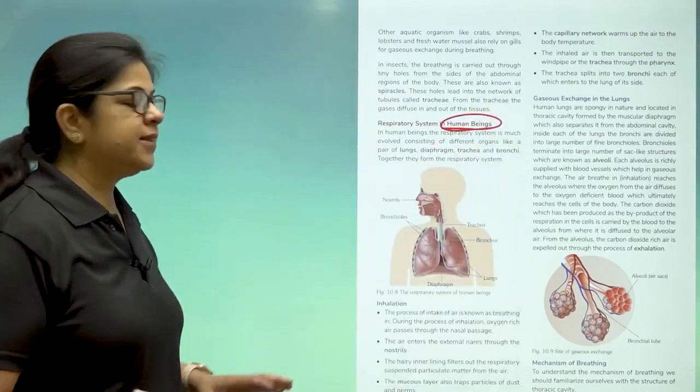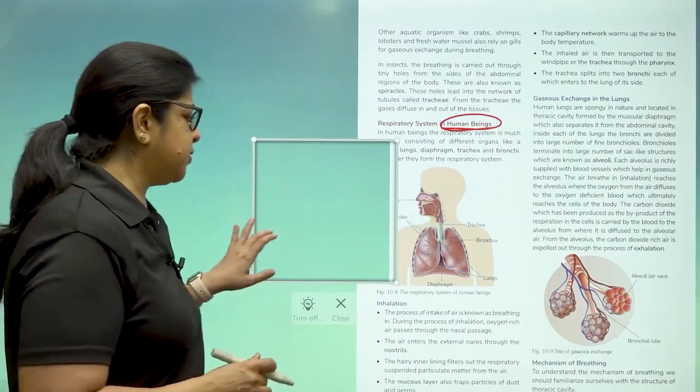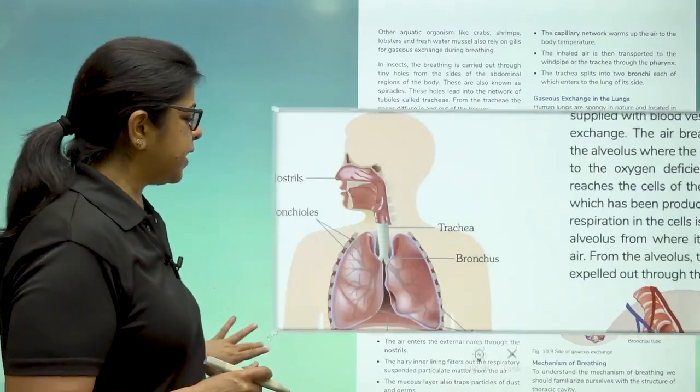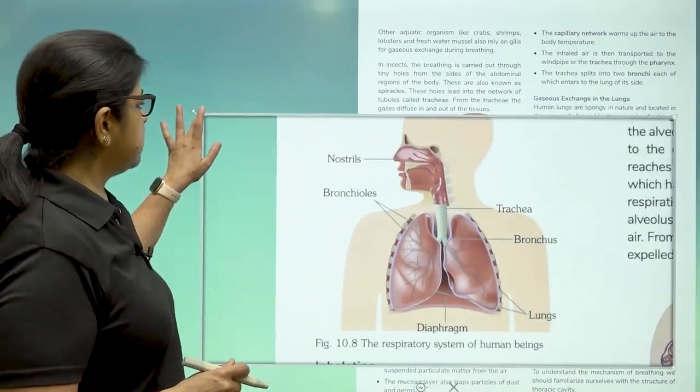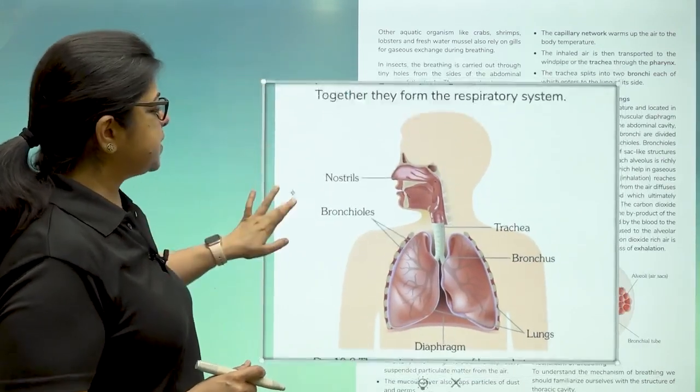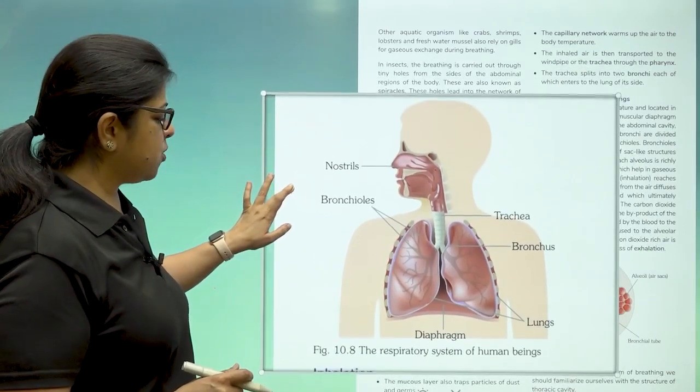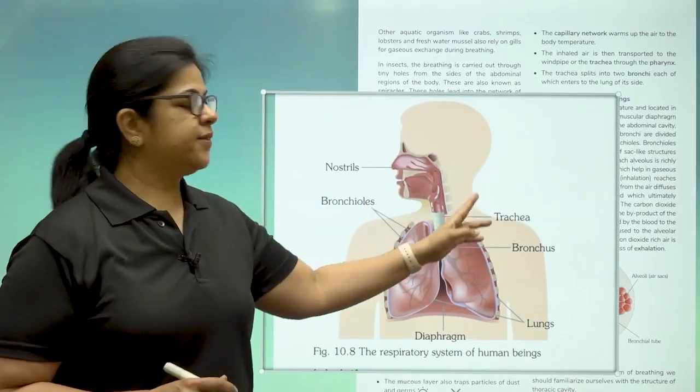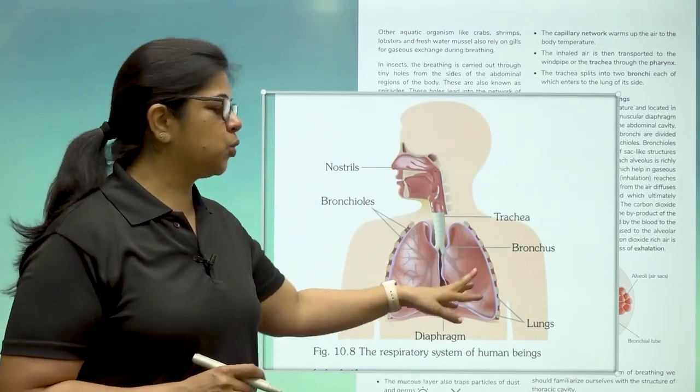As we can see in this picture, the basic respiratory system of human beings is very, very simple. So, here what is happening? The first step is inhalation. Where are you inhaling your oxygen from? The nostrils. It travels down the trachea, reaches both the lungs.